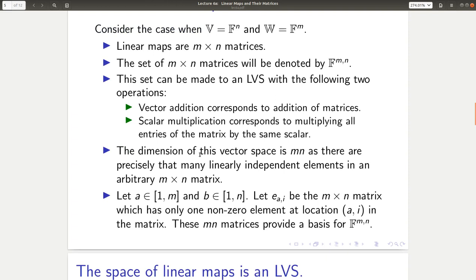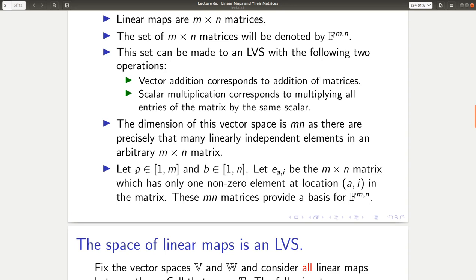And so now let's look at this. The dimension of this vector space is mn. Why is that? Because if there is an arbitrary m by n matrix, it has mn entries and each one of them is independent of the other. Again, you can check this. And so the dimension is mn, but we can also be very explicit.